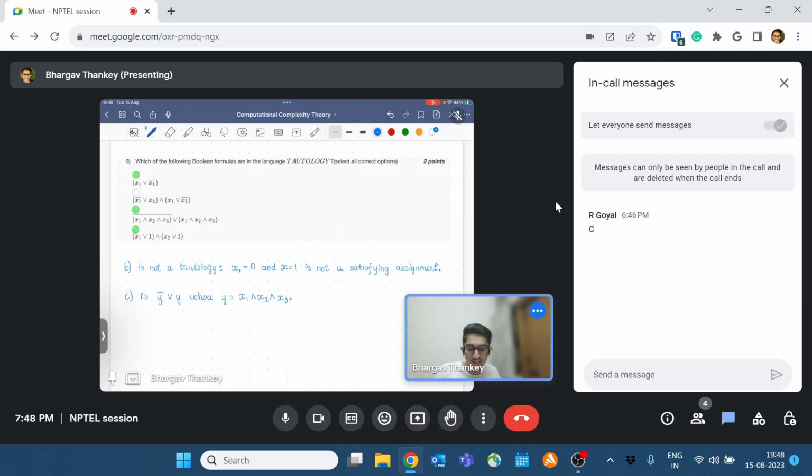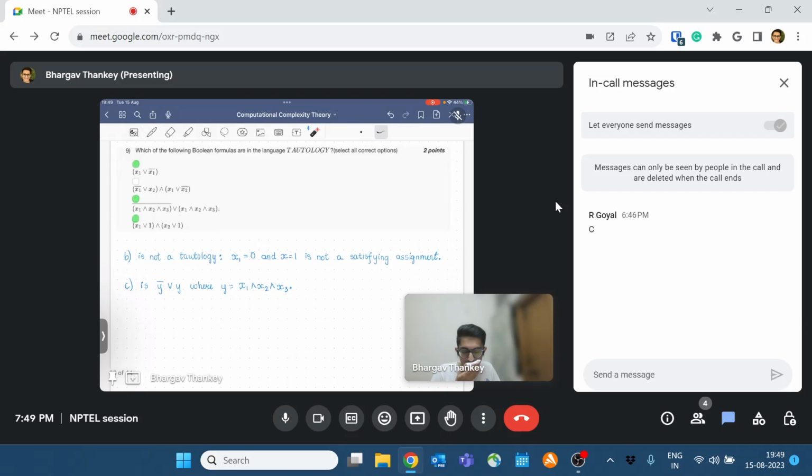Another way is, regardless of what you pick x1, x2, or x3 to be, either this would be true or this would be true, right? Correct. So C is also a tautology. And what about D? D is clearly a tautology because of these ones.